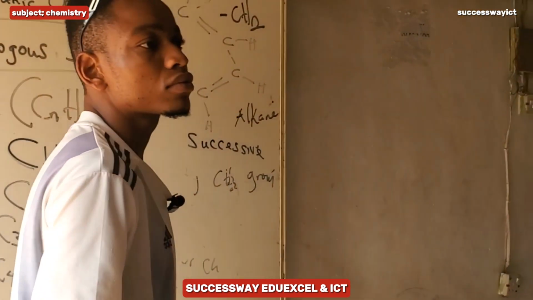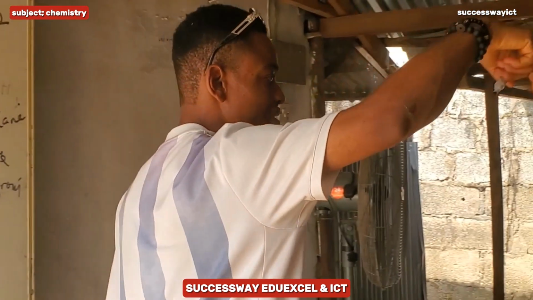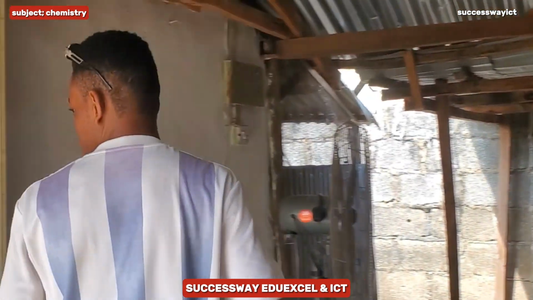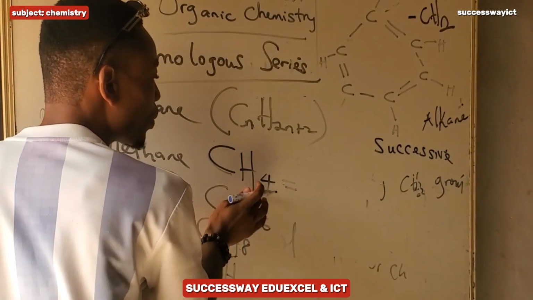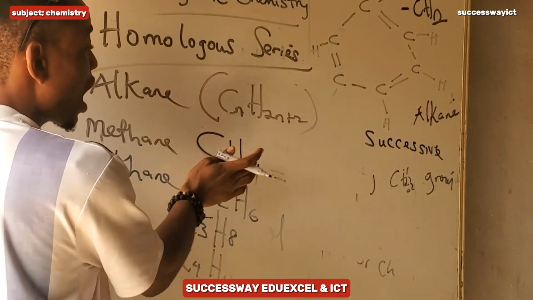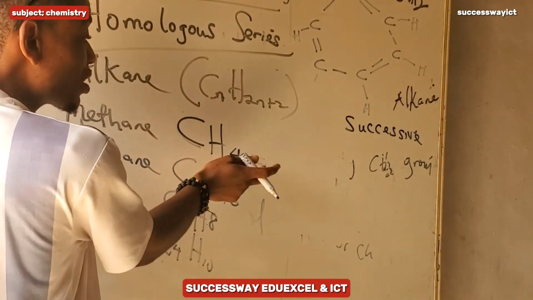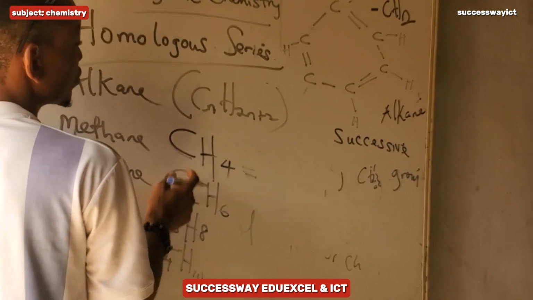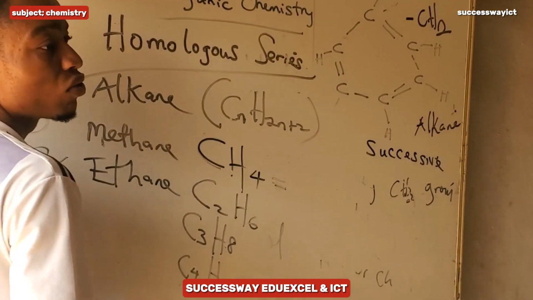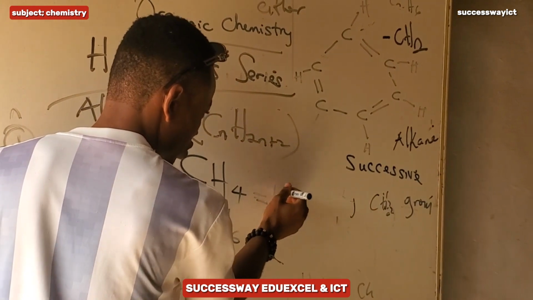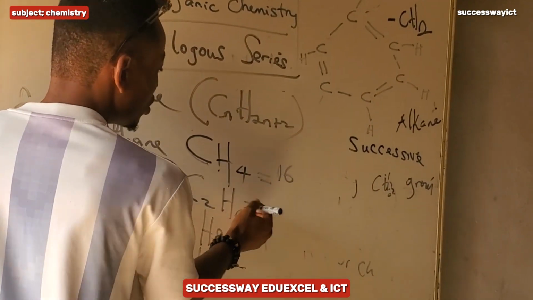C6. Now, what happened to the molar mass? It increases by what? 14. Now, watch how it increases by 14. Add this total, what we have here, if you calculate the molar mass, what will we have? Carbon is what? Hydrogen is what? 1 times 4 plus 12. 16. Good. Watch. It increases by 40, right?